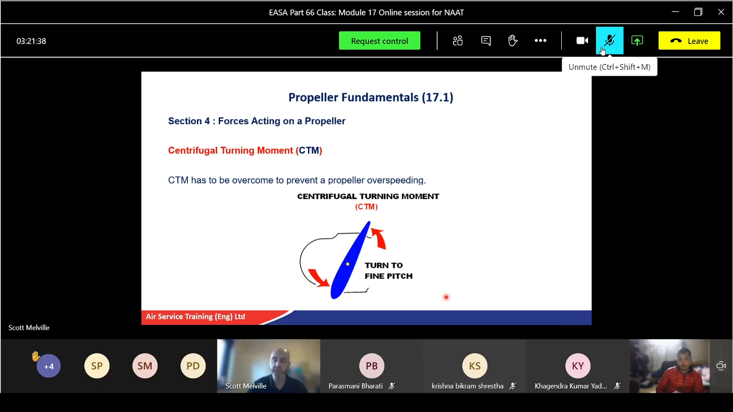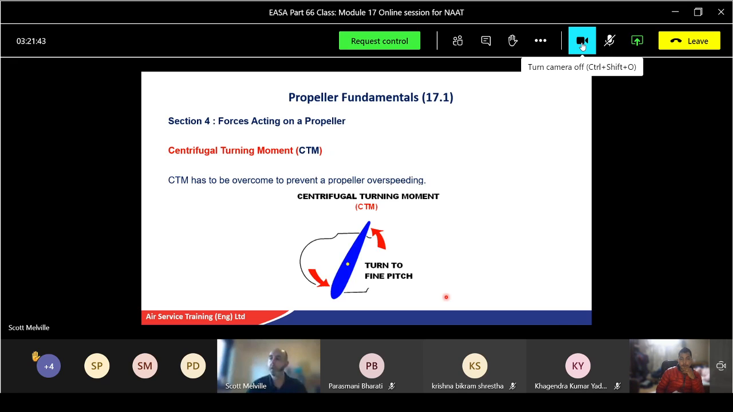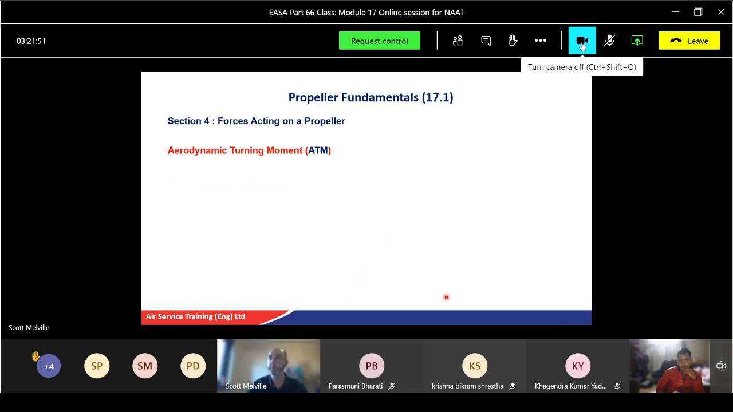So we've got various types of systems we can use. Earlier on, we've got the centrifugal weights. Again, we'll show you the diagram later on. Then we move on to ATM, or aerodynamic turning moment. Now, this is to do with the shape of the wing.